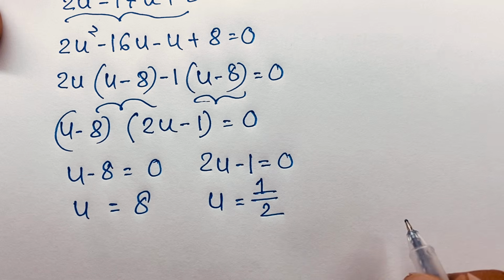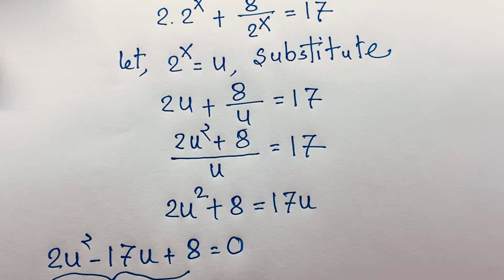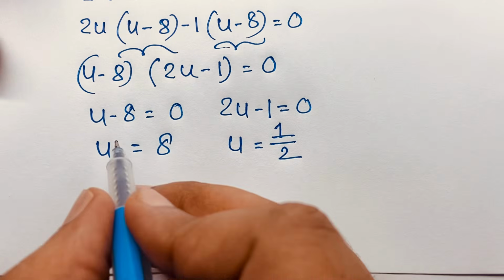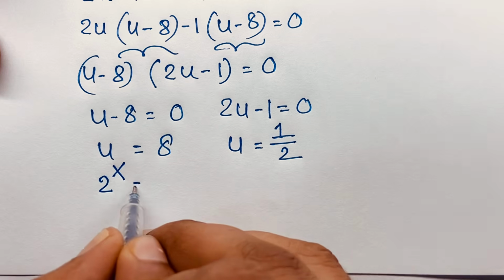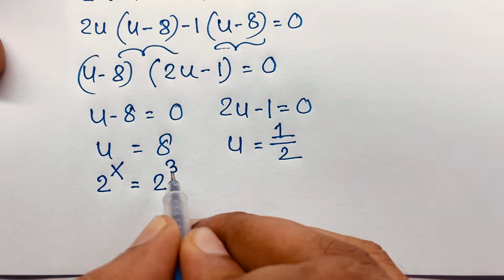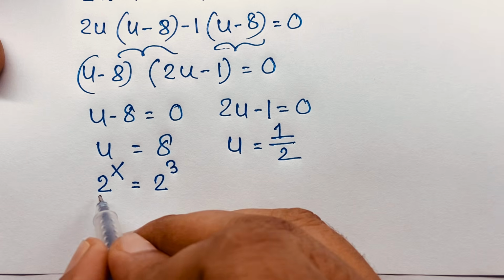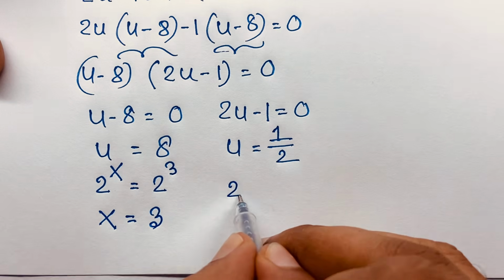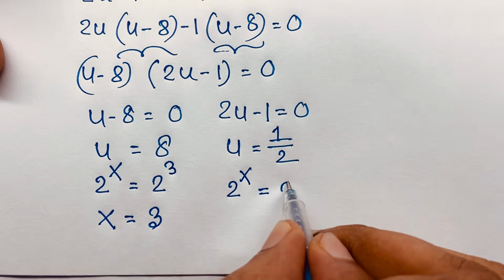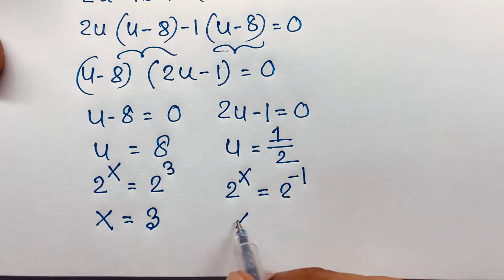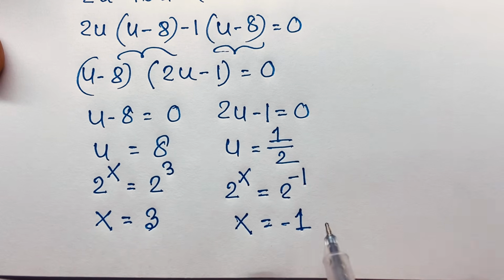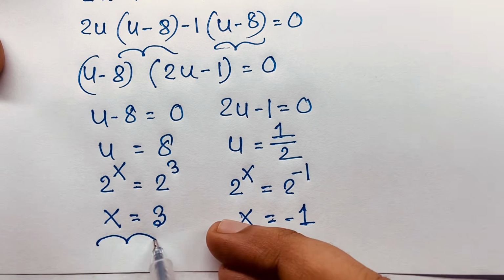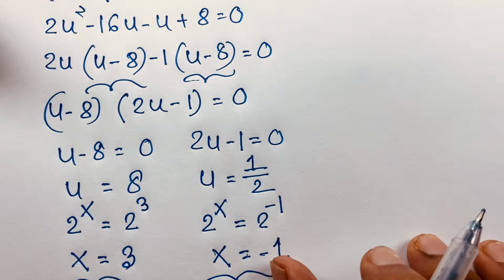So at this moment, remember that we substituted u is equal to 2 to the power x. Our target is x is equal to what? So u is equal to 2 to the power x, but this 8 will be 2 to the power 3. Now according to the exponential formula, the base is the same, so the exponents are equal, so x is equal to 3. But this is 2 to the power x, and this is 1 over 2, which is 2 to the power minus 1. So x is equal to minus 1. So we find x is equal to 3, x is equal to negative 1. This is our final answer in this tricky exponential maths problem.